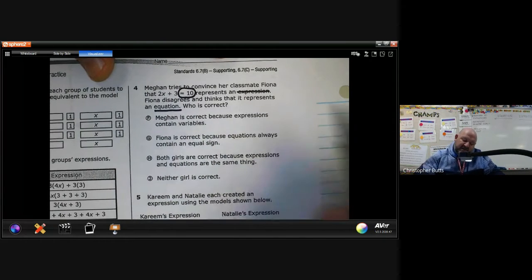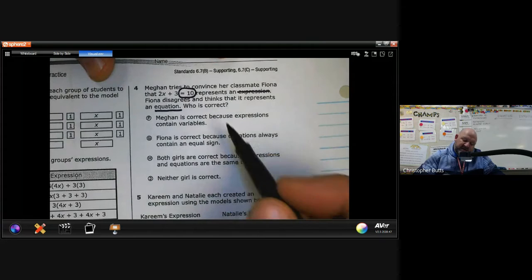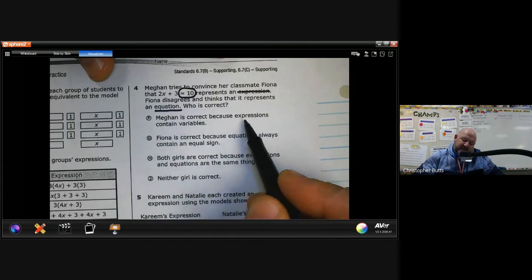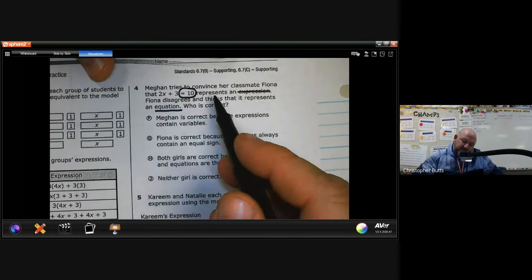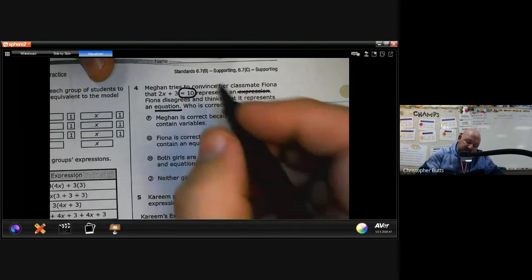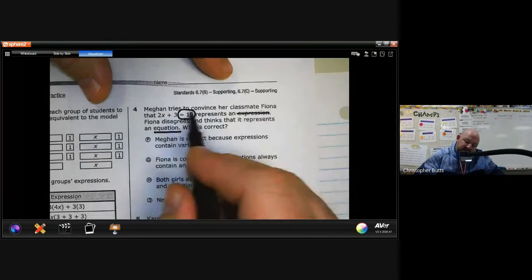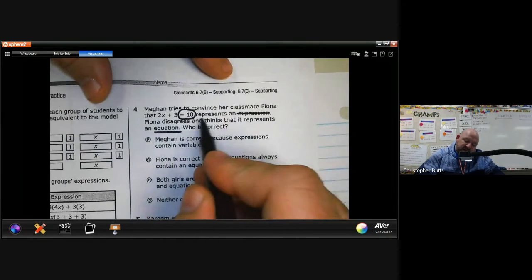So obviously, this says Megan is correct because expressions contain variables. Well, Megan is wrong, first of all, because it says Megan tries to convince her classmate Fiona that it's an expression.